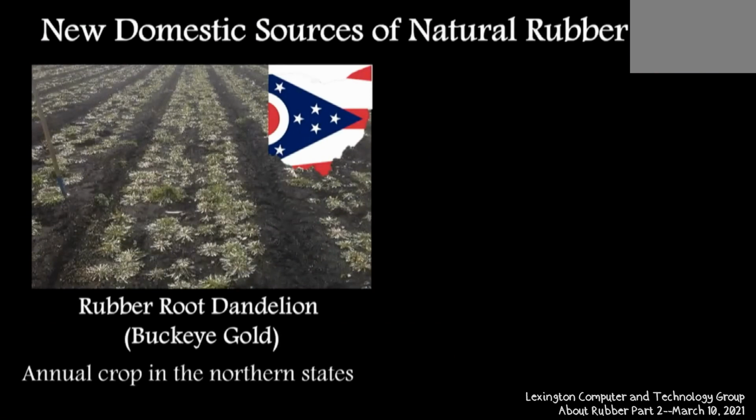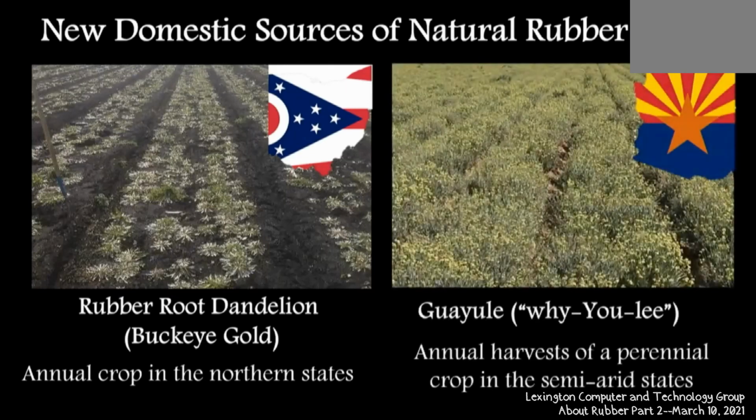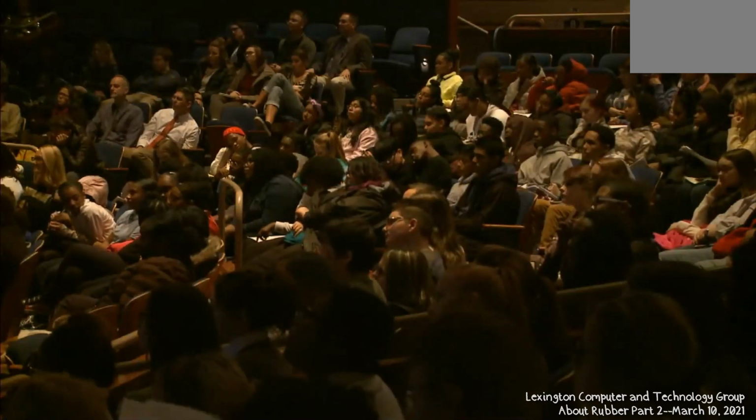The rubber's in the roots. And then this is guayule, which is a shrub from the Chihuahuan Desert. And you can grow that up, cut the tops off, extract the rubber, and then the plants will regrow. So you can get a harvest every year.